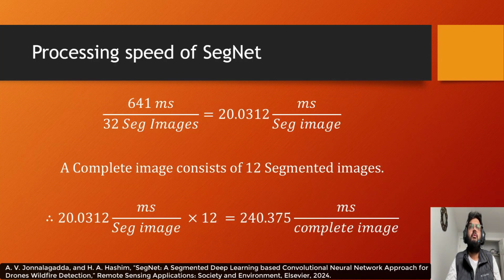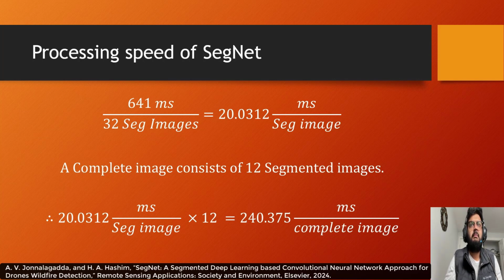One of the main points of focus for this research was to reduce processing times, along with the use of minimal computational power. The processing speeds for the segmentation approach were observed and recorded at the stage of hyperparameter tuning and selection of number of convolutional and dense layers. For the segmented approach, a single batch of 32 segmented images took an average of 641 milliseconds. Thus, in the segmented approach, a complete image of 1280 by 720 pixel resolution was passed through the neural network within 240.375 milliseconds.